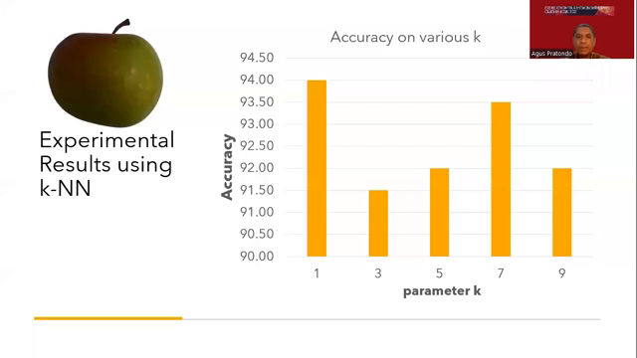Experimental results using KNN are shown here. As can be seen, the best performance results occurred when K equals 1 with an accuracy rate of 94%.